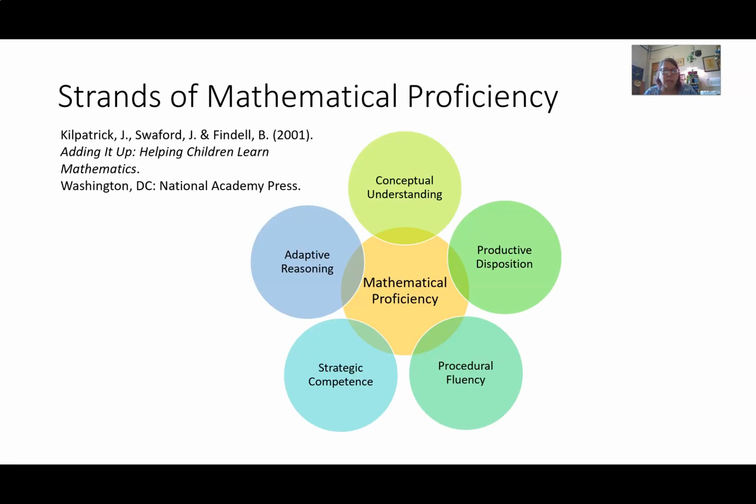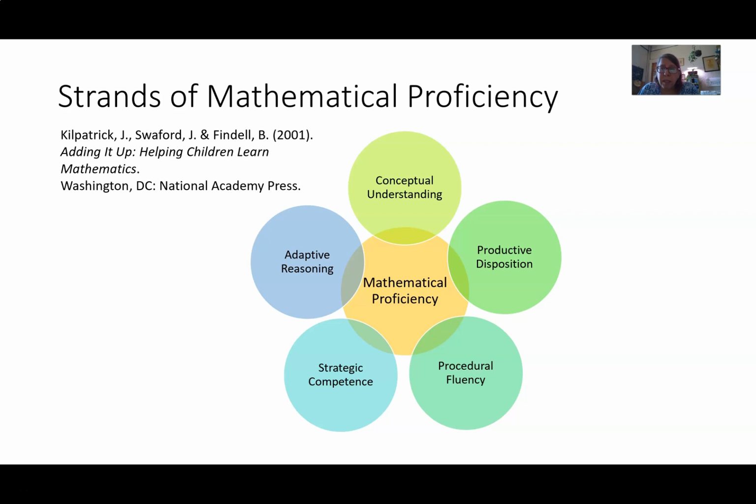So Glenn and I started with the Strands of Mathematical Proficiency as our model. This is from Kilpatrick et al. in Helping Children Learn Mathematics, but it works really well for adult learners as well. So there's conceptual understanding, concepts; productive disposition, which means wanting to do the math; procedural fluency, being able to repeat the procedures automatically; strategic competence, which is being able to choose what strategy to use to solve a problem; and adaptive reasoning, being able to change how you reason depending on what your situation is.